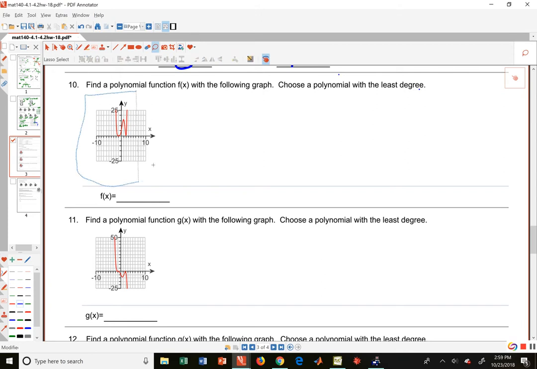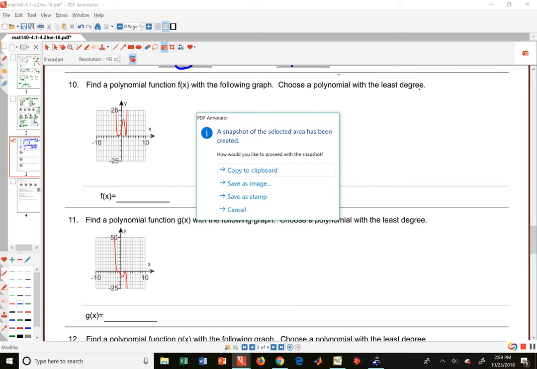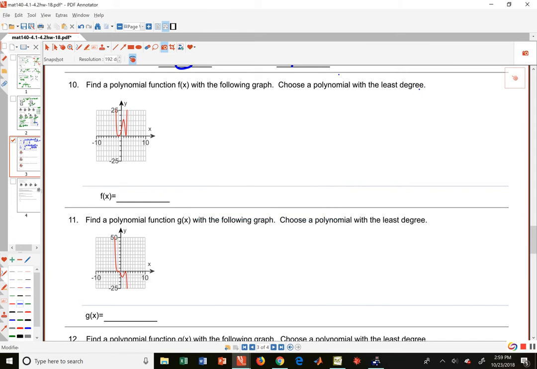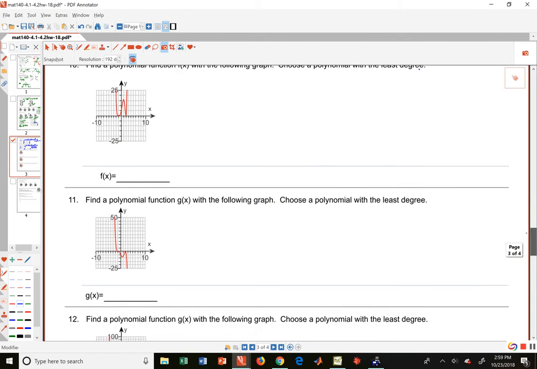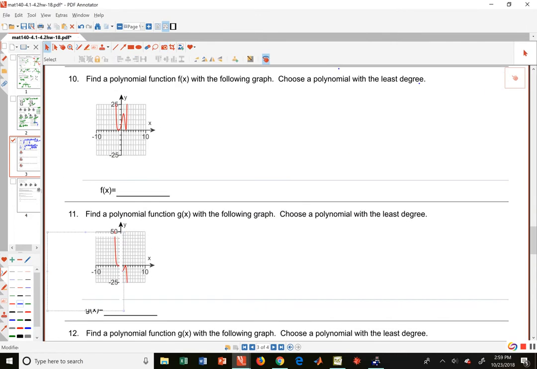Let me just capture this. Capture this. And I'm going to make it a little bit bigger so that we can see it a little bit better. Okay. Where did it go? Sorry. Here it is. All right, and I'm gonna make this bigger.